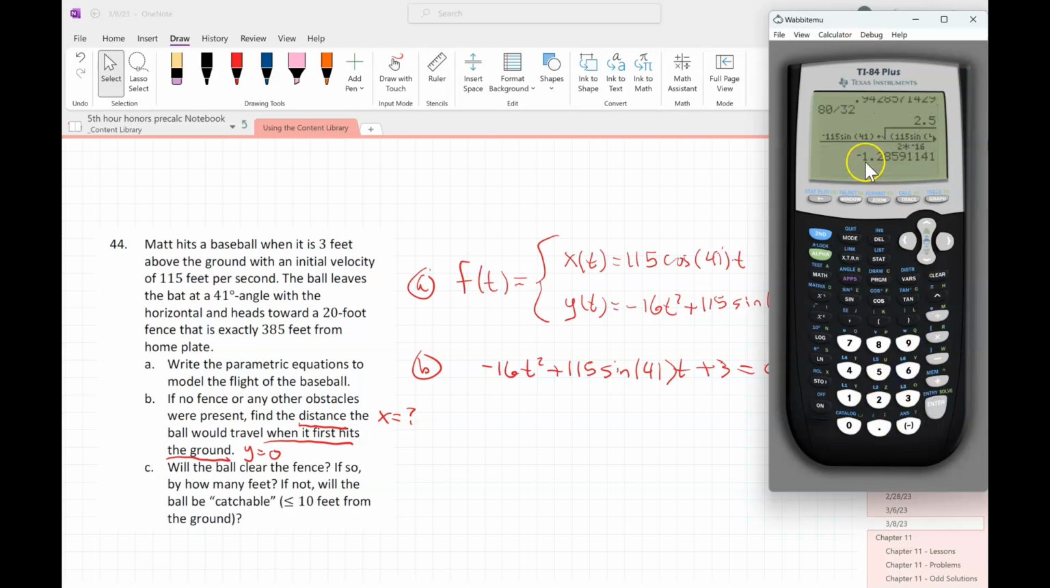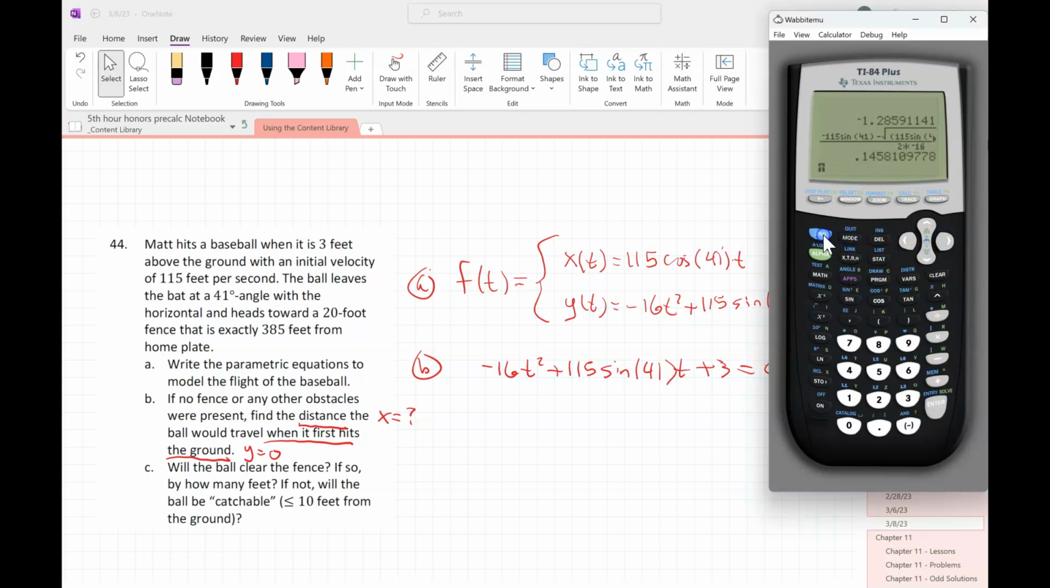I get a negative value. Well, I know that's not right. So what should I do? I'm supposed to be looking at this value, right? That doesn't seem right. What did I do wrong here? Did you catch a mistake? Oh, yes. Awesome. Very good.